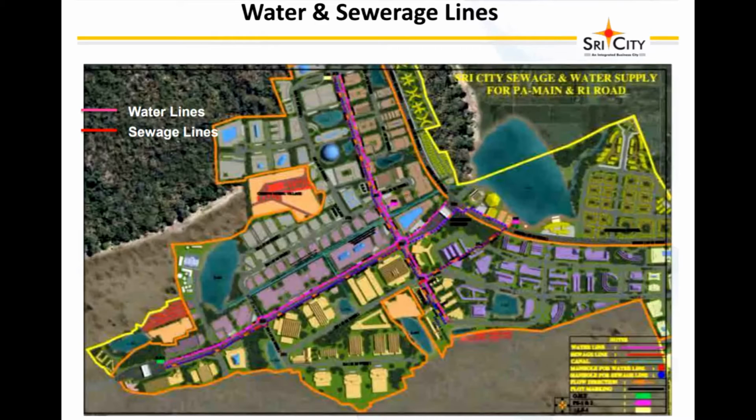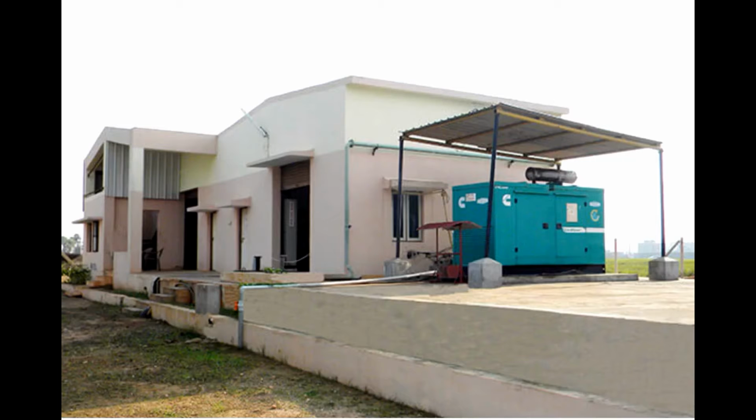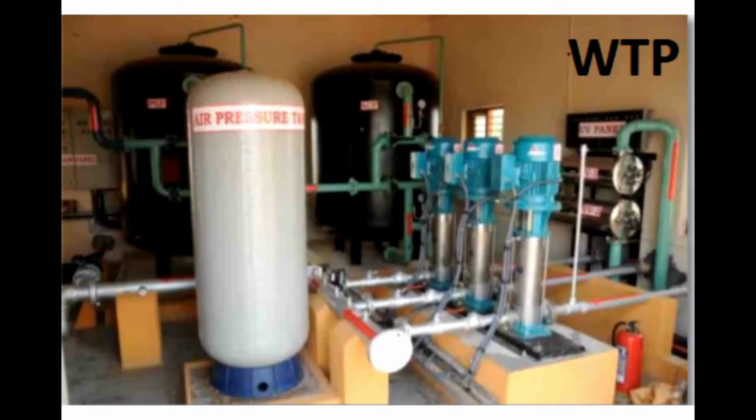Through the underground sewage network, all the waste collected from industrial, commercial and residential units is transported to the sewage treatment plant of 47 million liters per day capacity, where it is recycled and used for horticulture, landscaping and toilet flushing. The sewer line network is designed as per the IS and EU standards.